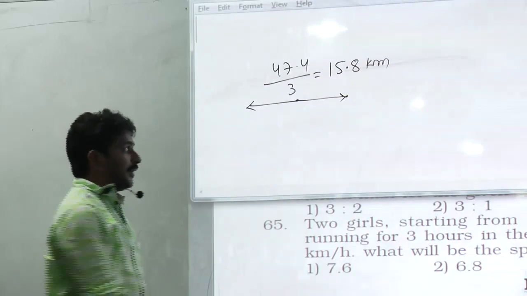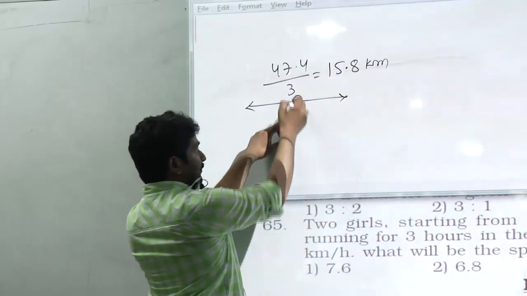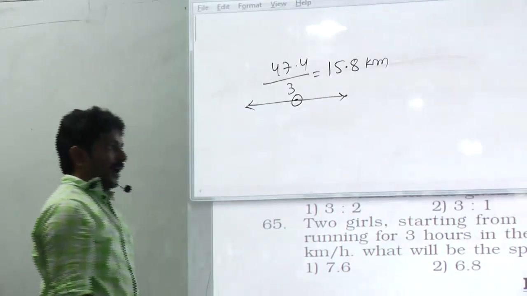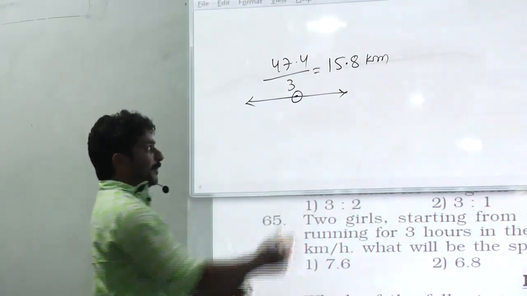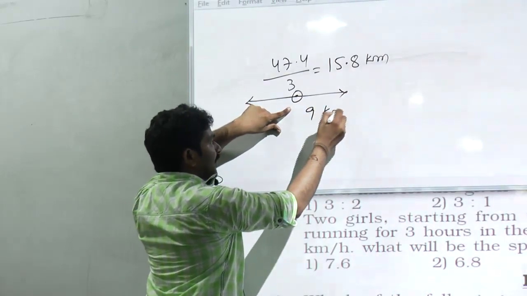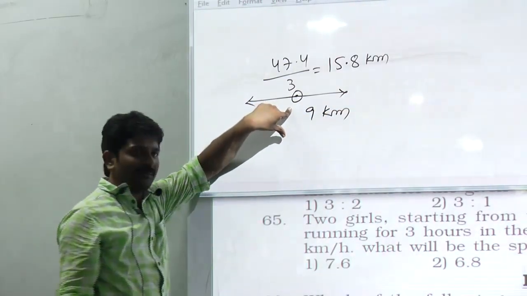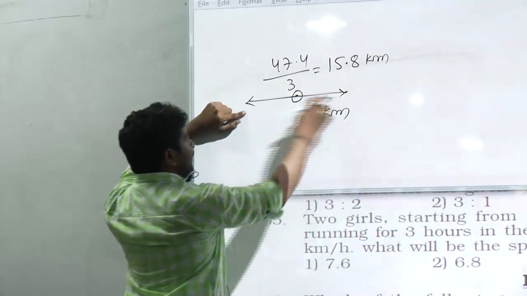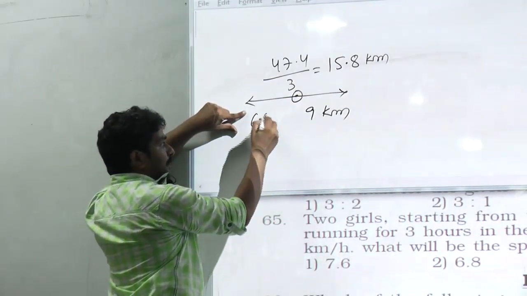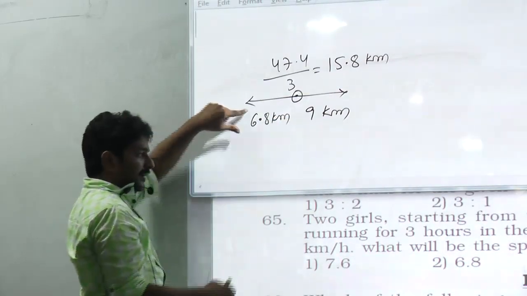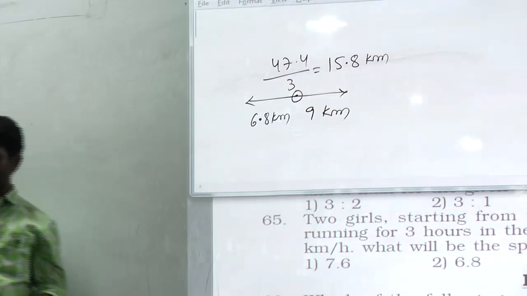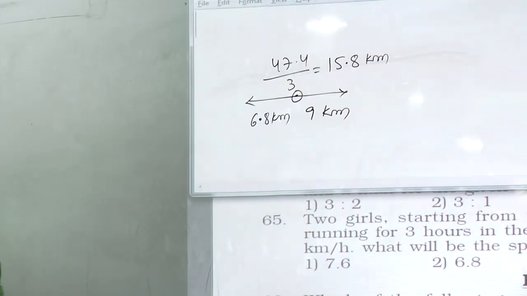Yes or no? If you treat this as the starting point, both are moving in opposite directions. And if the speed of one girl is 9 km per hour, from here, if one girl is moving in this direction, she can cover 9 kilometers in 1 hour. But after 1 hour, distance between two girls is 15.8. So the second girl should cover 6.8 kilometers per hour. Speed of the second girl is 6.8 kilometers per hour. I'll stop here.